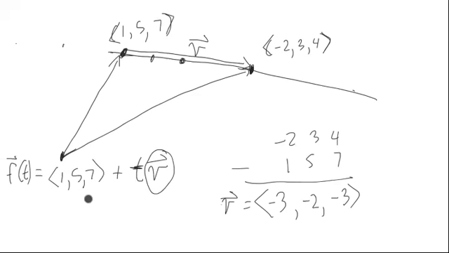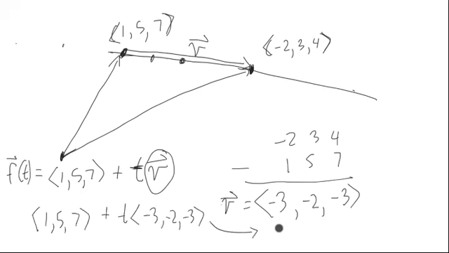Very analogous, very similar. So here we can think of t times, now this vector is (-3, -2, -3), plus (1, 5, 7). And then if we multiply that in and add component-wise, we should get our vector function as (-3t + 1, -2t + 5, -3t + 7). And there's our vector function.